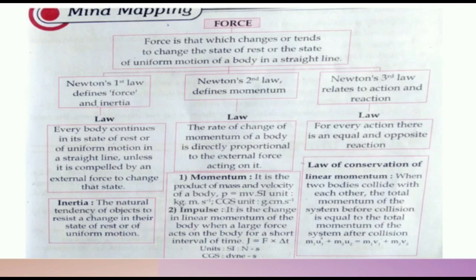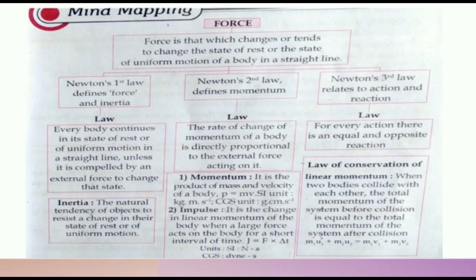We denote mass with small m and velocity with v. But here momentum is represented with the letter P. So momentum P is equal to m into v. The SI unit of momentum is kg meter per second. In the same way, the CGS unit is gram centimeter per second.